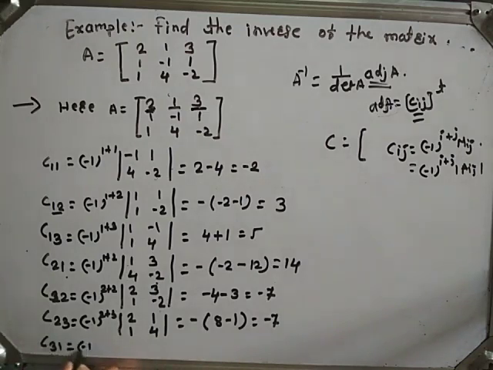C31 is minus 1 raised to 3 plus 1 into determinant of, delete third row and first column, 1 3 minus 1 1, okay, which is equals to, this is minus 1 raised to 4 is positive into 1 minus minus becomes plus 3 is equals to 4. This is C31, okay.